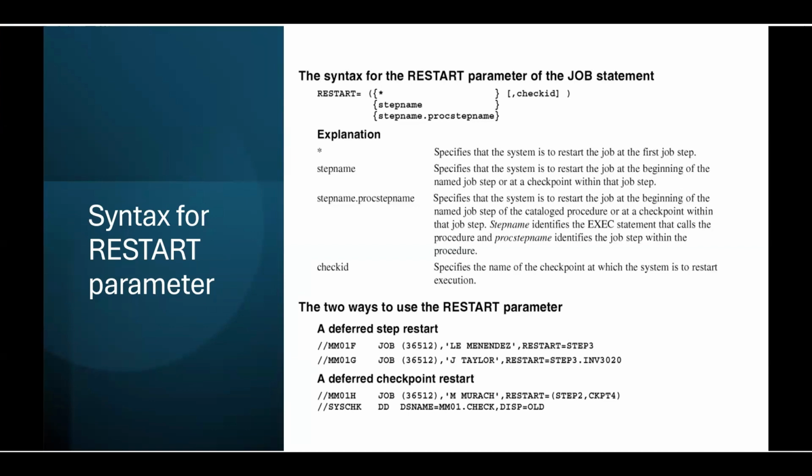The next one is the procedure. That specifies the system is to restart the job at the beginning of the named job step of a catalog procedure or at a checkpoint within a job step. Step name identifies the exact statement that calls the procedure, and proc step name identifies the job step within the procedure. So it is basically regarding the procedure.